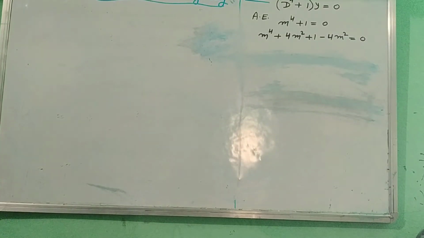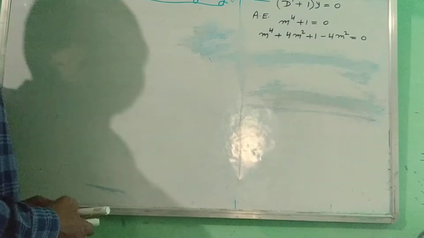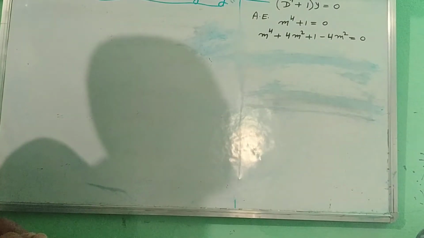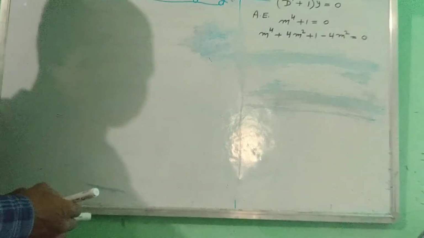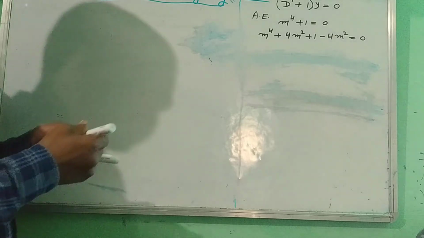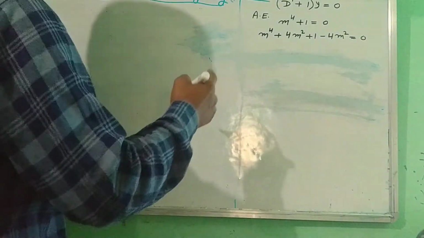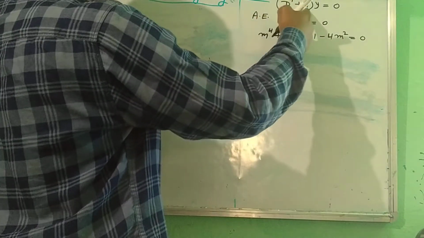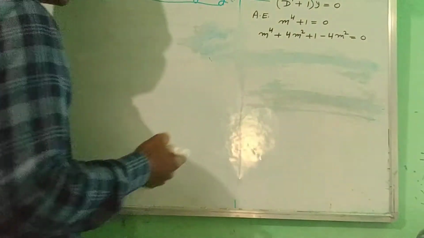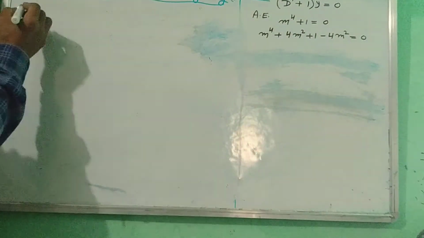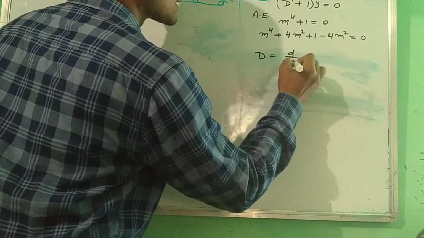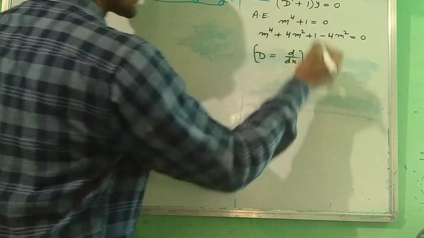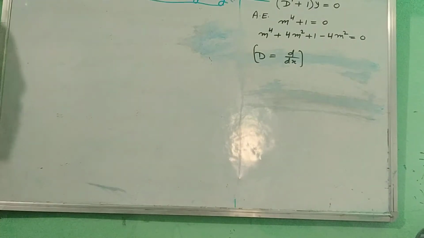Okay, let us solve an example of the linear differential equation with constant coefficients, in which the roots are complex. Suppose the example is (D^4 + 1)y = 0, where D means d/dx. So this is a fourth order and first degree equation.